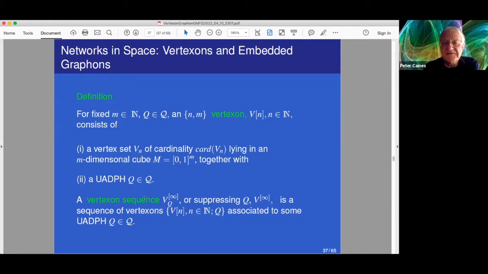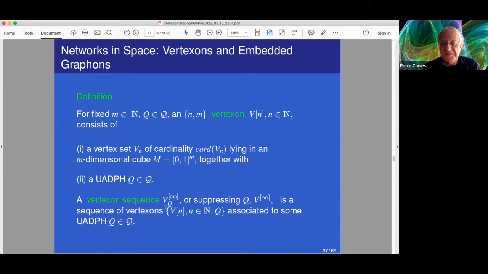Then a vertexon sequence, or V infinity, suppressing the partition hierarchy, is a sequence of vertexons associated to some partition hierarchy. So all you do there is simply that you've chosen your partition hierarchy, and then you're moving along the sequence of vertices.